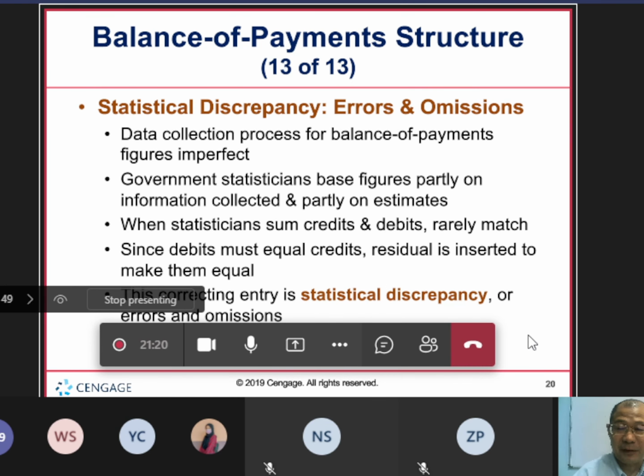And then the discrepancy, the error and omission, from data collection and so on. So there's a plus and minus error. When statisticians sum the credits and debits they rarely match, and since debits must equal credits, a residual is inserted as error and omission.